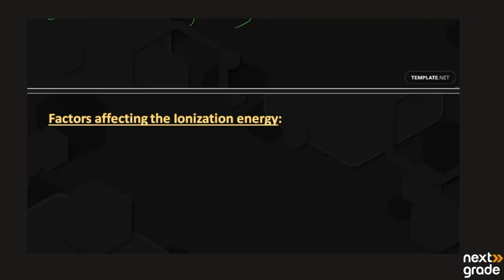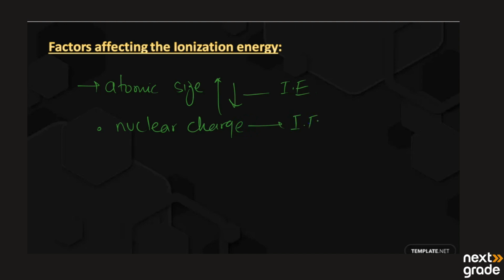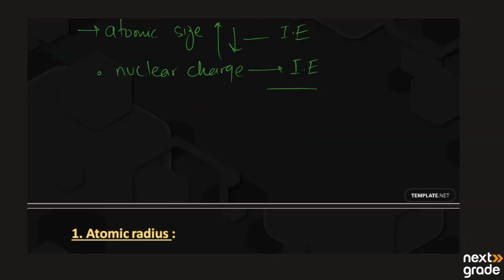So how do the factors affect the ionization energy? For example, if there is an increase or decrease in atomic size, it can also affect the ionization energy. And if there is an increase or decrease in the nuclear charge, it can also affect the ionization energy of an atom. One by one we will discuss all these factors. So let's have a look.